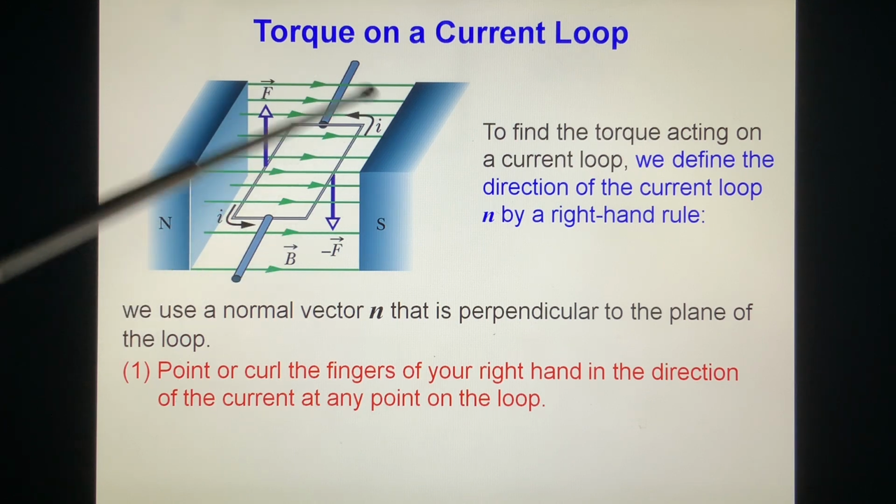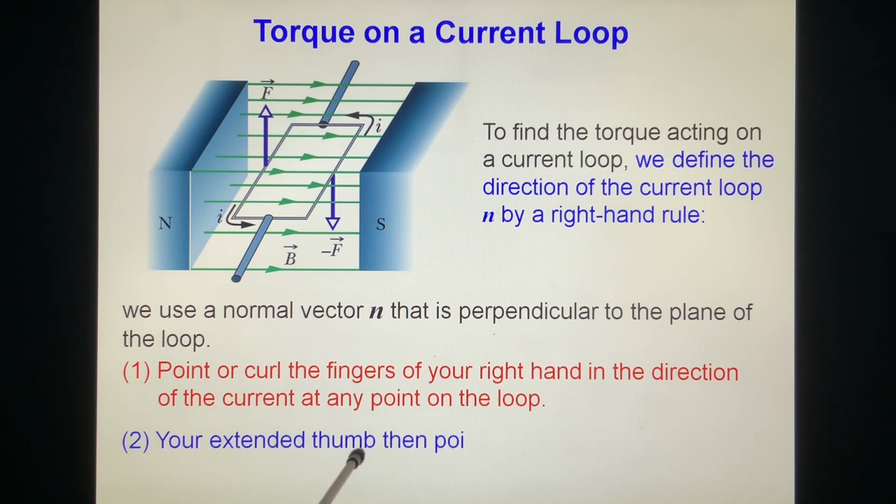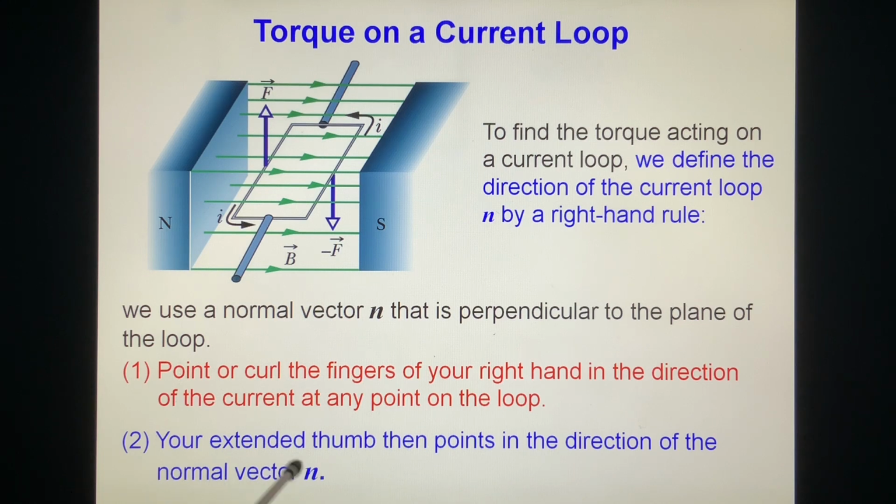Use your right hand. Curl your four fingers, and your extended thumb then points in the direction of the normal vector n. In this case, using your right hand, n is up. This n we call the direction of the loop, a unit vector.